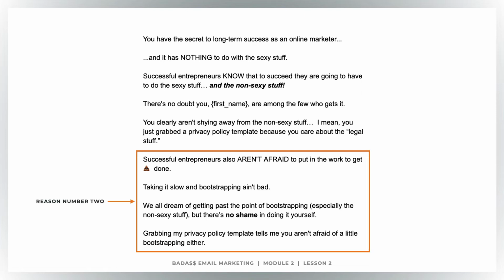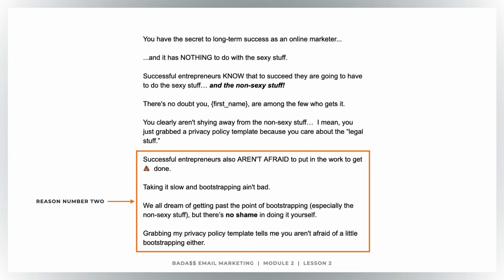Now, then in the second reason, it's a similar structure. Successful entrepreneurs also aren't afraid to put in the work to get shit done. Taking it slow and bootstrapping ain't bad. We all dream of getting past the point of bootstrapping, especially the non-sexy stuff. But there's no shame in doing it yourself. Grabbing my privacy policy template tells me you aren't afraid of a little bootstrapping either. So again, part of the thing is I'm choosing a second attribute that I believe successful entrepreneurs have, which is that we're scrappy.